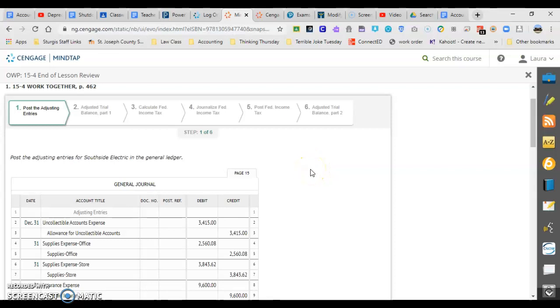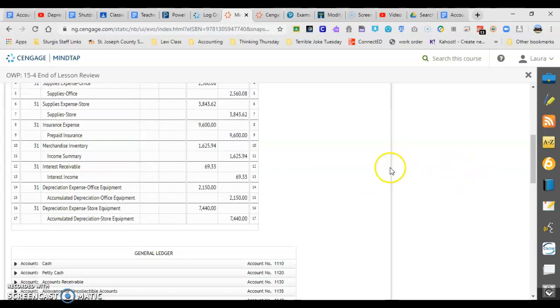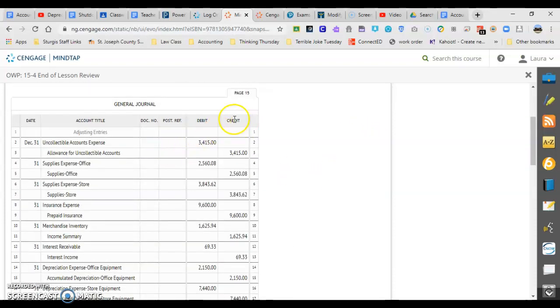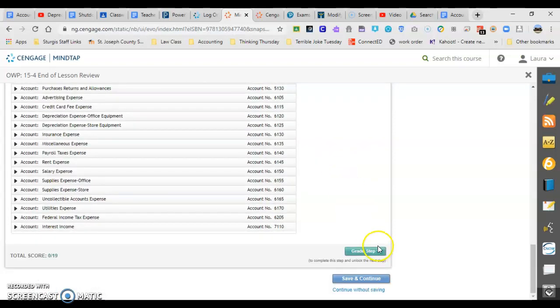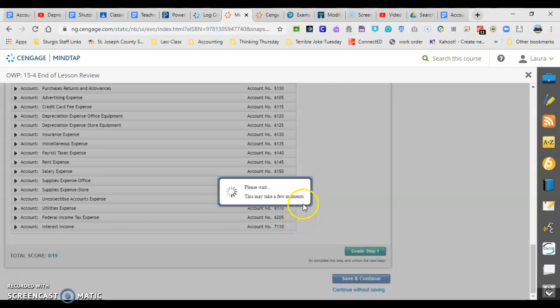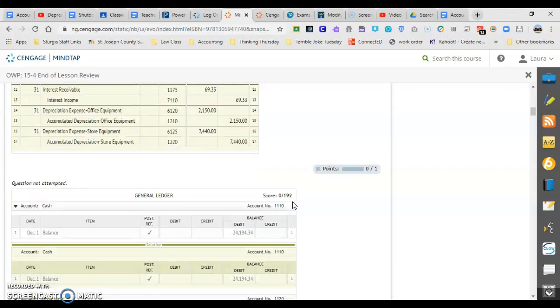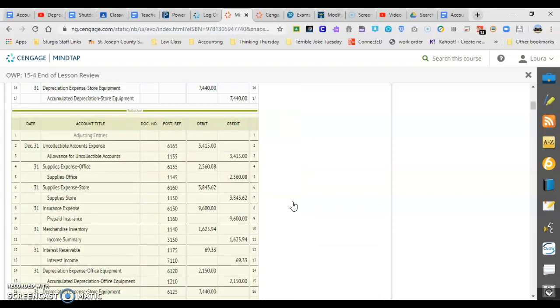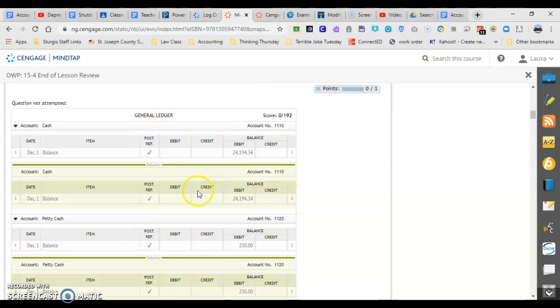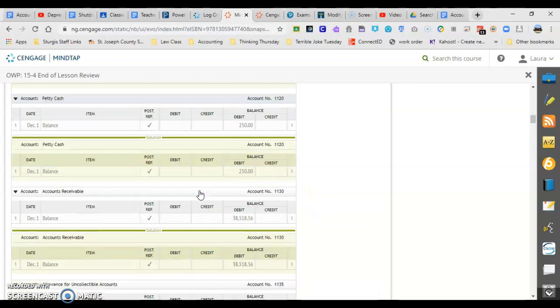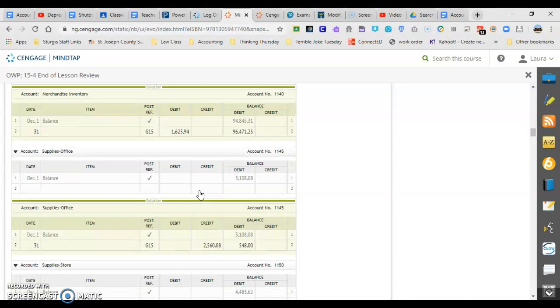Okay, so you have to post all of these adjusting entries. I'm not going to go through posting with you. I feel like we've gone through that, but I do want to show you what those accounts look like here. Just a reminder, don't forget to put your post refs in there after you post. It's a common mistake. So some of these accounts, your asset accounts, did not change.